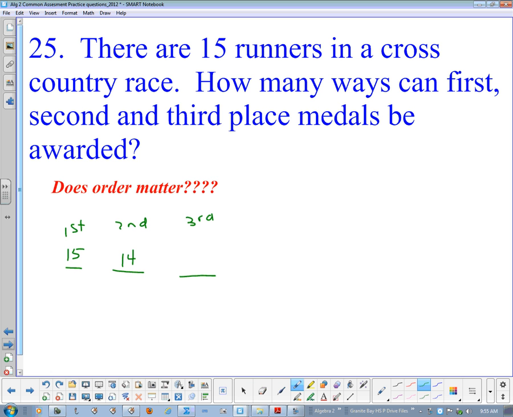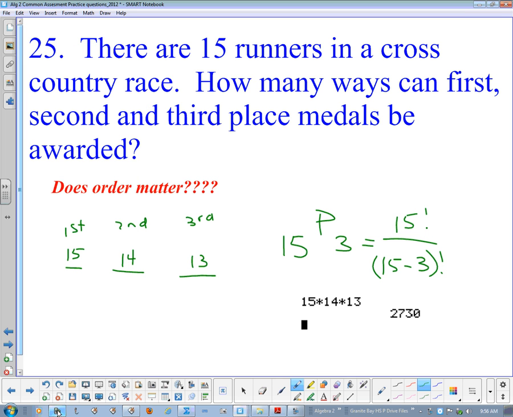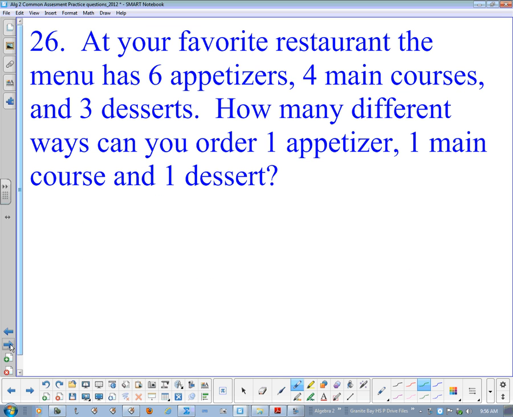Place, there could be 13. This is the same thing as 15 permutation 3, which is 15 factorial all over 15 minus 3 factorial. And this could be 15 times 14, and then multiply by 13. We're going to end up with 2,730 different ways that we could award the first 3 places in the race. Okay, moving ahead.